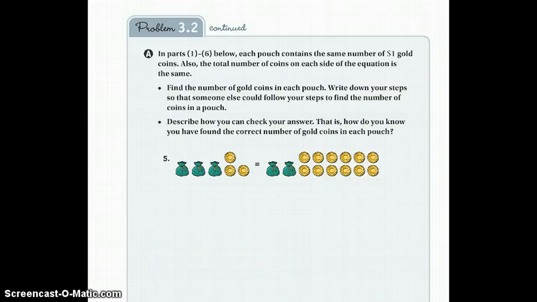So here we are with another one. We have three pouches and three gold coins equals two pouches and 12 gold coins. Based on what we've done before, now we have coins and pouches on both sides of the equal sign. So let's see what we can cancel out first. Well, I know I have at least three coins on this side. So I could cancel out these three coins with these three coins. That leaves three pouches equals two pouches and 9 coins. Well, I could cancel out two pouches. So that means one pouch equals 9 gold coins.